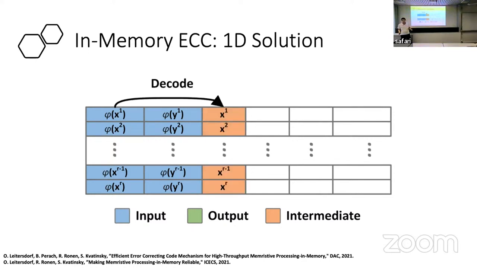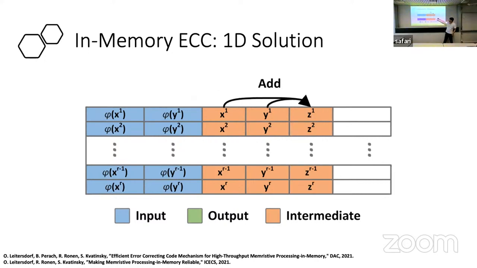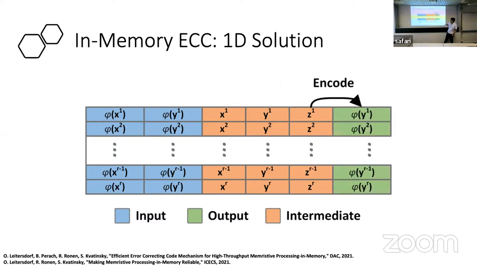If we want to add them, the first thing we do is run a decode algorithm. We think of decode as an algorithm. We convert it to a sequence of NOR gates, and we perform those NOR gates to go from encoded x to x itself. Then we do the same thing for y. We convert it from encoded y to y itself. Then we have the actual numbers x and y. We can add them, so we have x plus y into z. And now we take z and encode it. So now we have phi of z stored. This is the output that we store. So over time, when we use this for the next iteration, we have the data protected over time. And when we decode it, we can find if there are any errors.